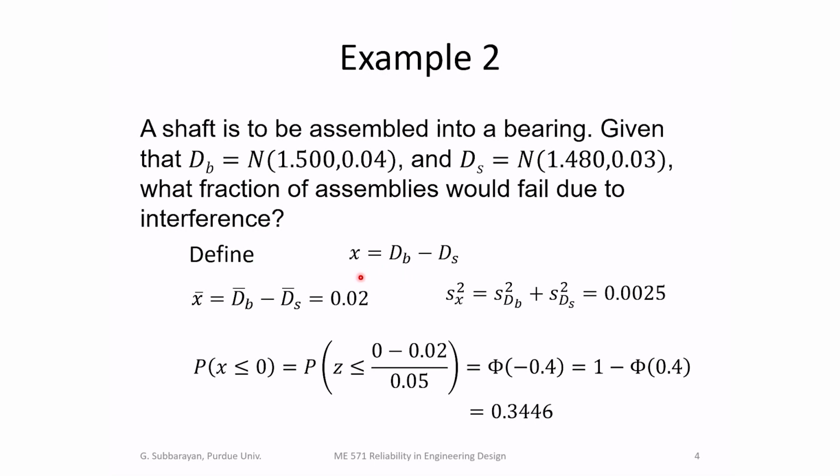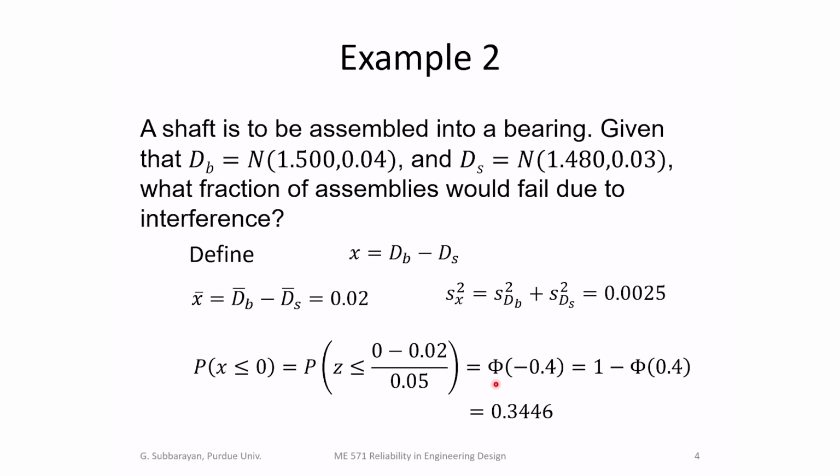As before, we define x as the diameter of the bearing minus the diameter of the shaft. The mean value, as before, is the difference in mean values, which is 0.02. The variance, as before, is the sum of the variances of the bearing and the shaft, which is 0.0025. Now what we seek is the probability that x would be less than 0, which is interference. So the probability that x is less than 0 is the probability that z is less than 0 minus 0.02 divided by 0.05, 0.05 being the square root of 0.0025.